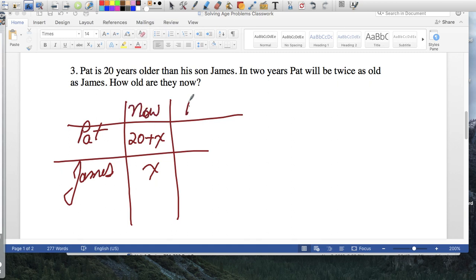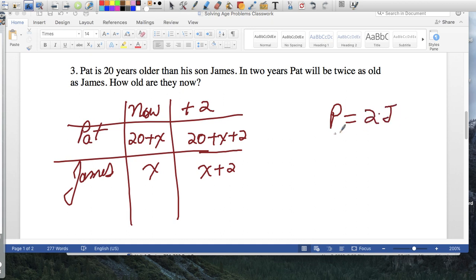And then in the future, the time here, it's going to be in 2 years, so we're going to go plus 2. And in 2 years, Pat is going to be 20 plus x plus 2, right? Because we're going to add 2 years. And James is going to be x plus 2, which is 2 years from now. And in 2 years, Pat will be twice as old as James. So Pat will be 2 times James. So whatever James is, Pat's going to be twice as old, right?